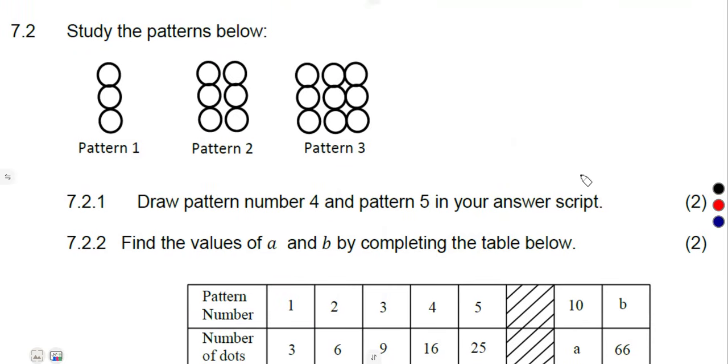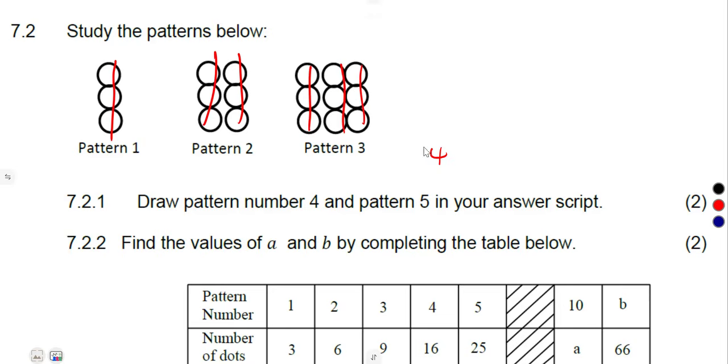The same applies to question number 7.2. Study the pattern below. Draw pattern number 4 and 5 in your answer script. As you can see, pattern 1 has 1, 2, 3. Pattern 2 now has 1, 2, 1, 2, 3. But these three are still the same as they go up. The 1 is 1, the 2 is 2, the 3 is 3.